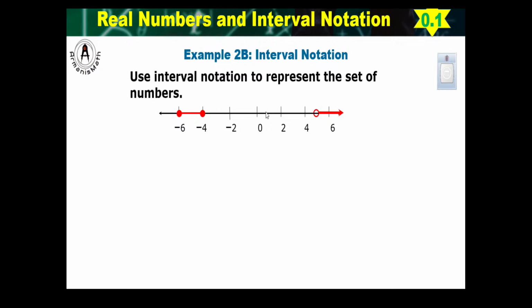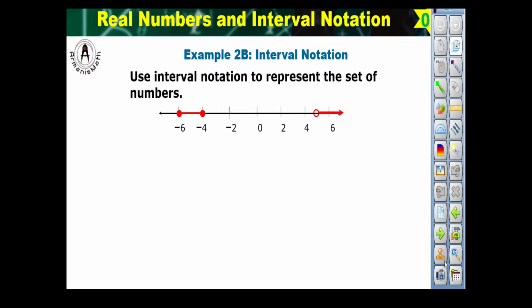How about this one here? Use the interval notation to represent the set of numbers. Okay. Looks like I've got two of them here. All right. Let me focus on one of them at a time. I'm going to focus on this first. So I am in between -6 and -4. But I also have to pay attention because the circles are filled in. They're bubbled. Filled in. So this means I really have to include the -6 and include the -4.